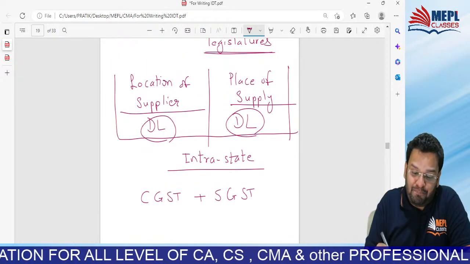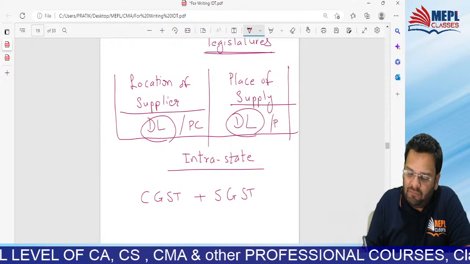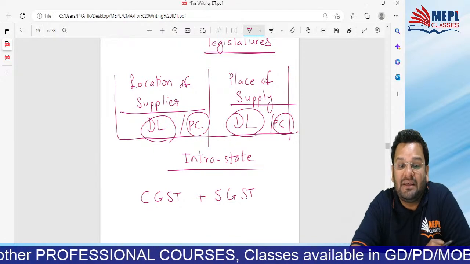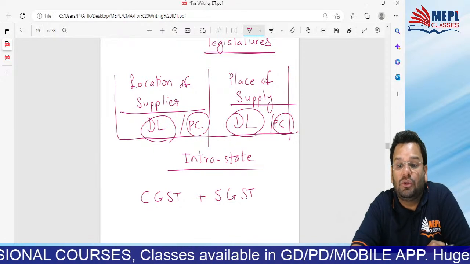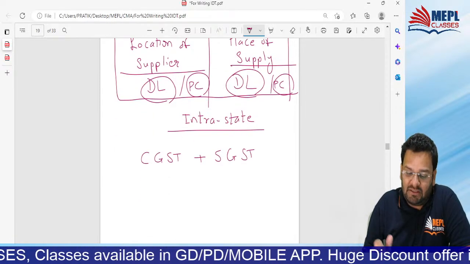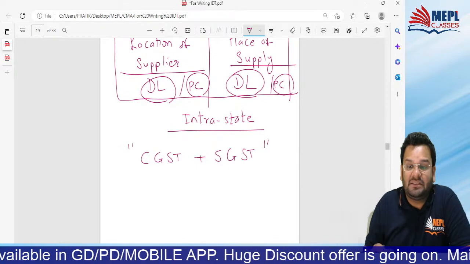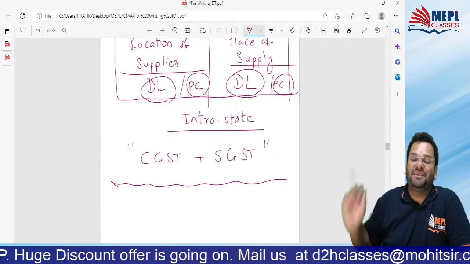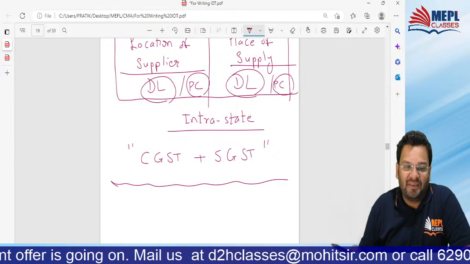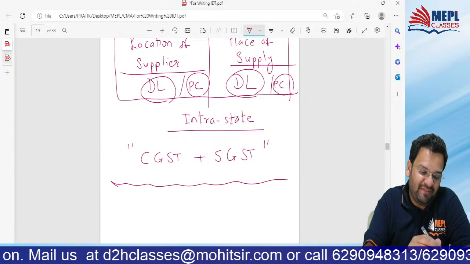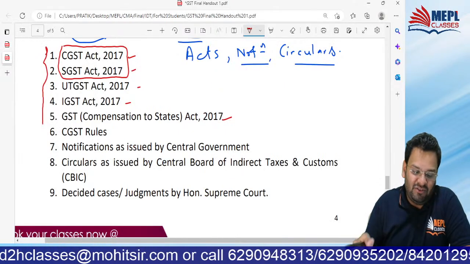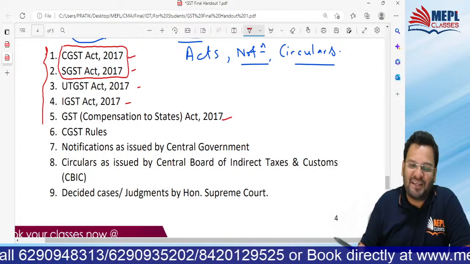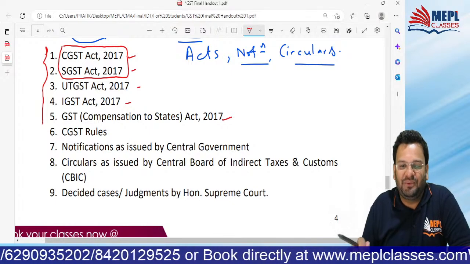Absolutely the same will happen even if both the location of supplier and the place of supply are in Puducherry. There will be CGST plus SGST. Are we all on the same page? Are you getting the points that we are discussing? So these 5 enactments, quickly let me know in the chat window, are you getting it?